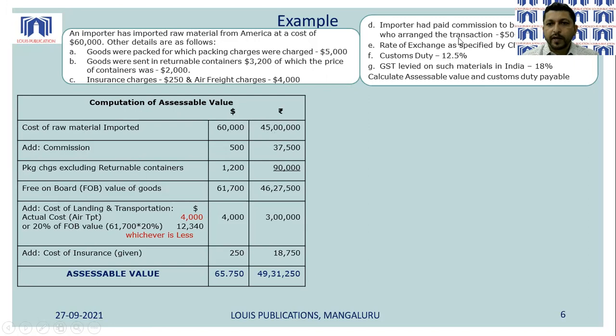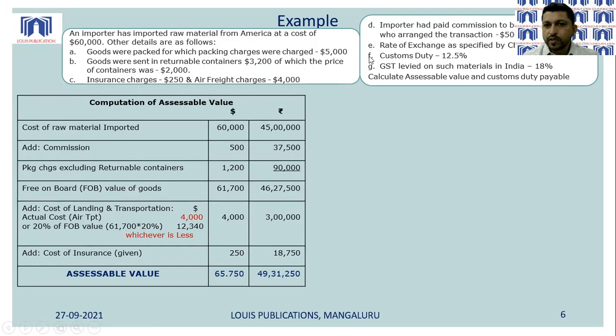Then we have the commission the importer had paid to the person who arranged the transaction, that is $500. Multiplied by 75, you get 37,500 rupees. Then we have packing charges excluding returnable containers. Returnable container cost is $2,000. Total is 3,200. So 1,200 is excluding returnable containers. That value has to be taken. Returnable container value must not be included. It must be excluded. So 1,200 into 75 will give you 90,000 rupees.